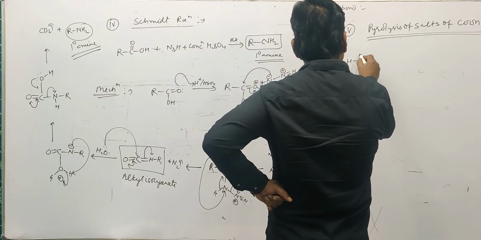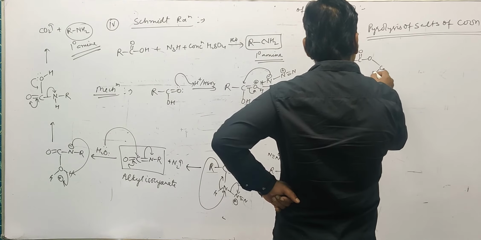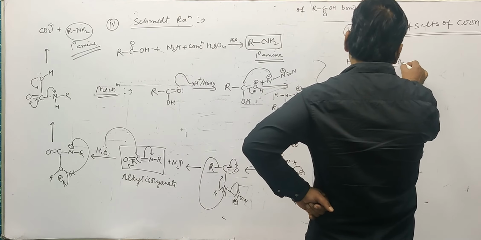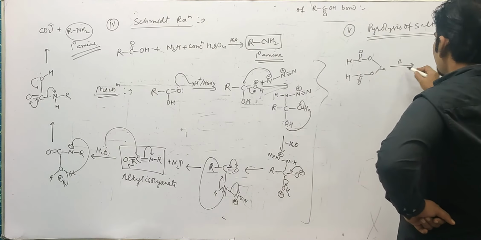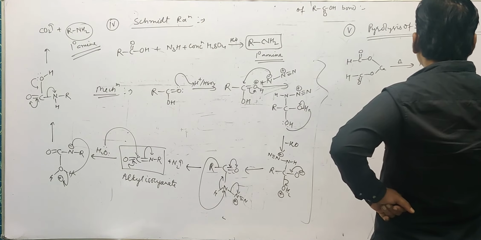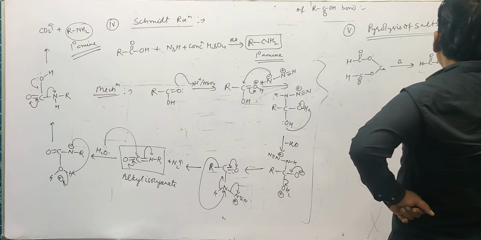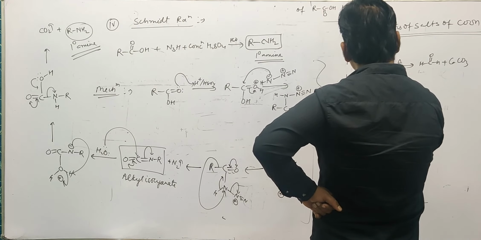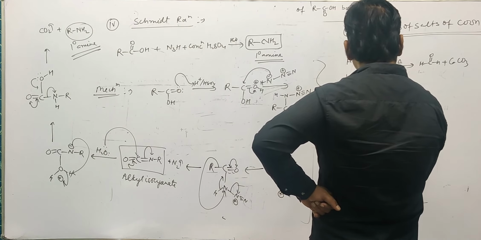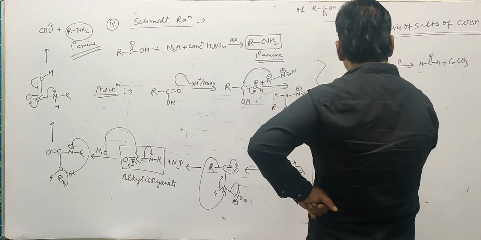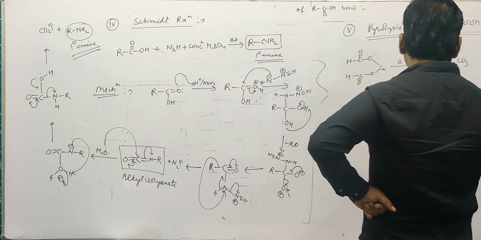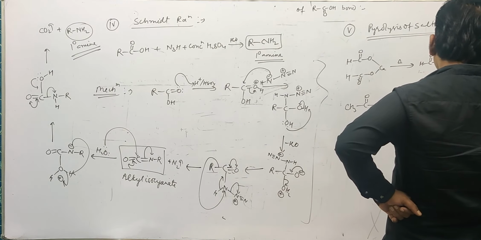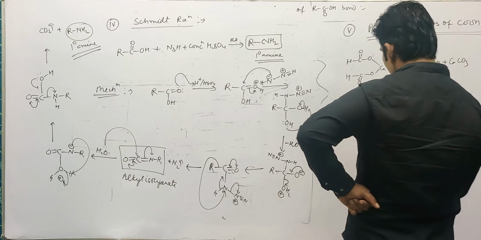Simply, when HC=O, Ca, O, C=OH, the calcium salt of formate, upon heating undergoes pyrolysis and becomes HCHO, that is formaldehyde, by the elimination of calcium carbonate. Similarly, if we take CH3C=O, Ca, O, C=O, CH3, upon heating it gives CH3C=O, CH3 plus carbon dioxide gas.